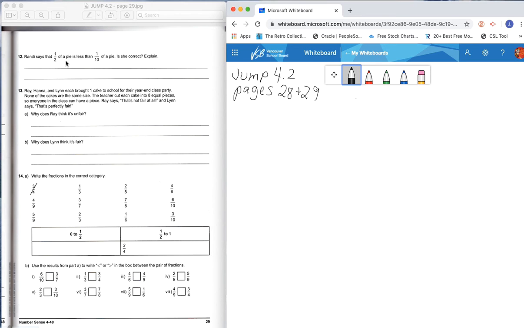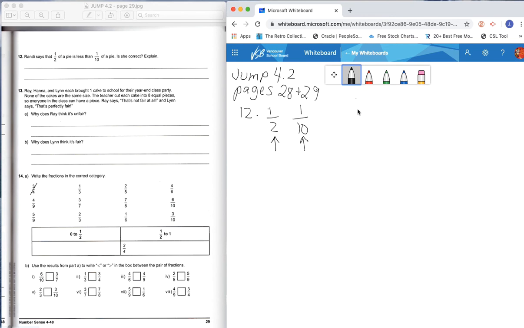Randy says half of a pie is less than a tenth of a pie. Is she correct? Explain. Okay, so let's do this together. Remember, the numerators are the same. So we have a half and a tenth. The numerators are the same, but the denominators are different. And remember, if the denominator is the bigger one, it is the smaller fraction.